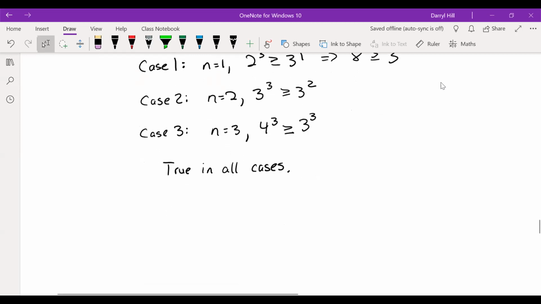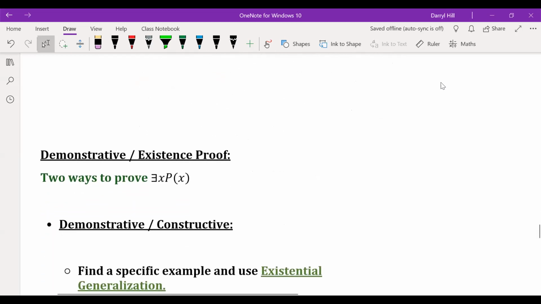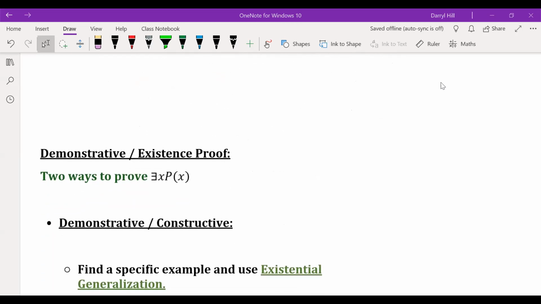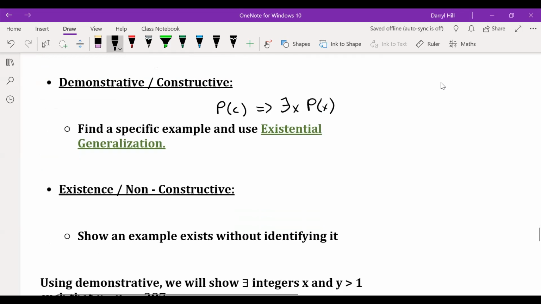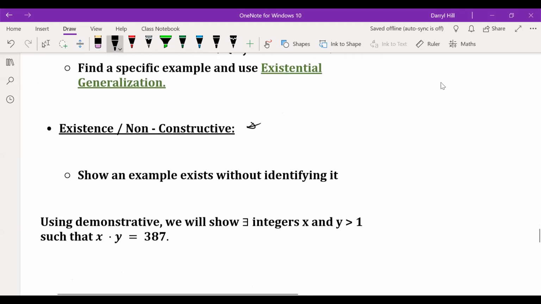Okay. So, demonstrative or existence proof. We want to prove that there exists an x such that P of x. There are 2 ways to do that. We want to find a specific example and use existential generalization. So if we have some specific example, P of c, then we can infer there exists an x such that P of x. If we actually find an example, that's fine. There's another way, non-constructive, where we can prove something exists without identifying it. That's a little bit trickier.